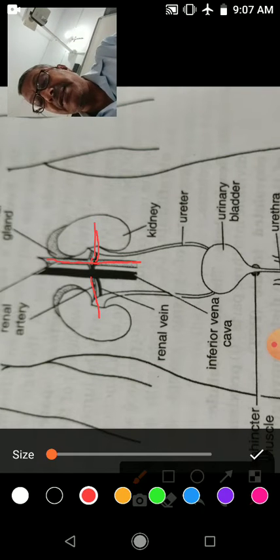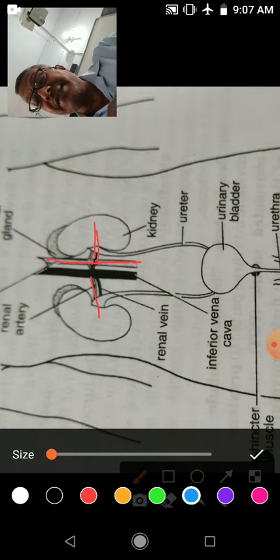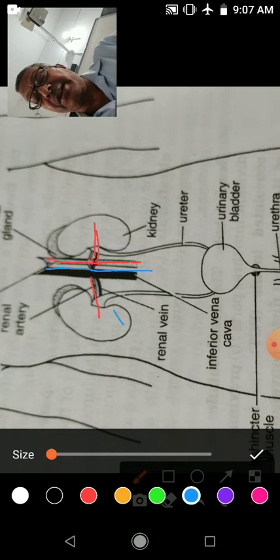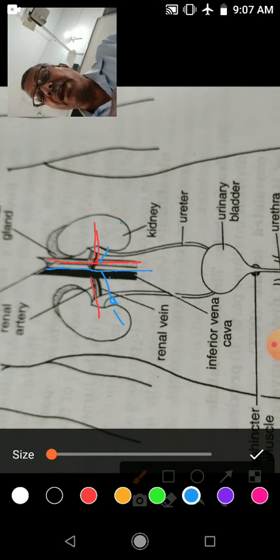There is another blood vessel. This blood vessel is called the inferior vena cava, and a branch of it is a blood vessel which takes the blood from the kidney. This is called the renal vein, and this renal vein takes the blood from the kidney to the inferior vena cava. And when blood is coming into the kidney, inside the kidney there is filtration of the blood.